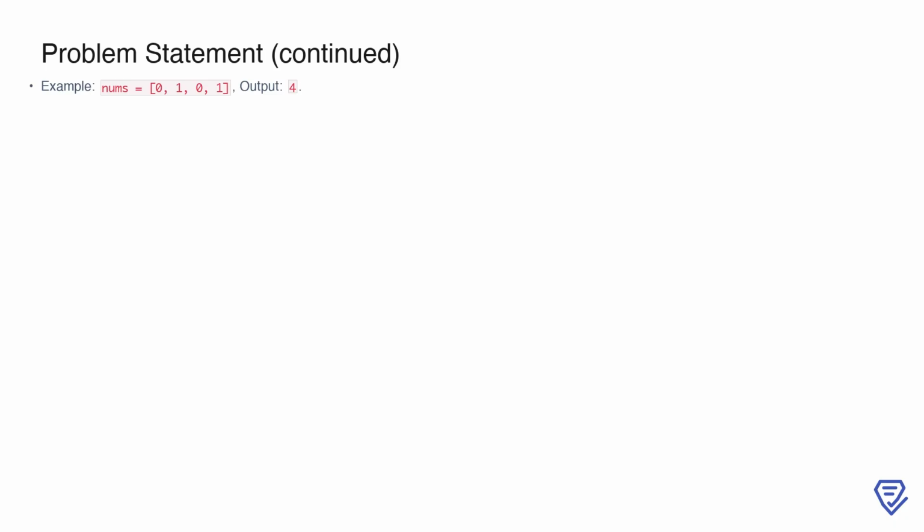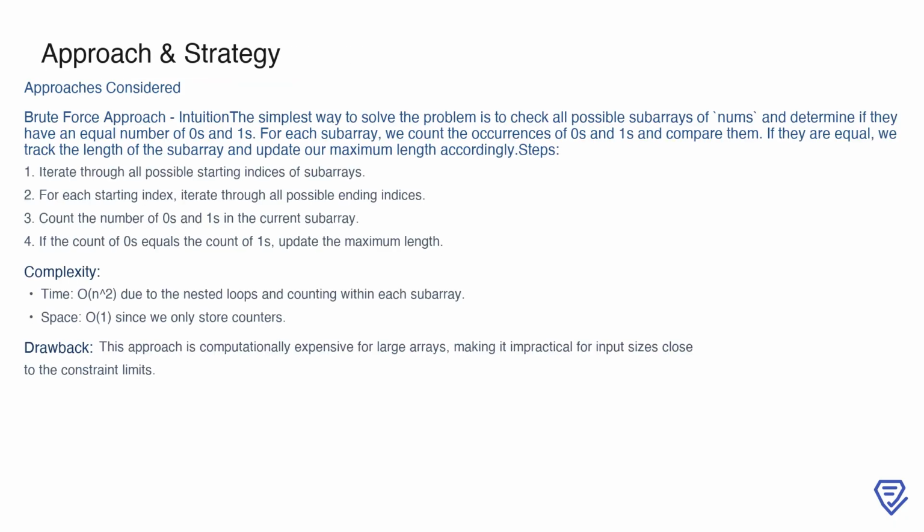On the other hand, if the array alternates perfectly between zeros and ones, the output will be the length of the entire array. For instance, if nums is 0, 1, 0, 1, the output will be 4, as the whole array satisfies the condition. To begin solving this problem, we can consider the brute force approach.